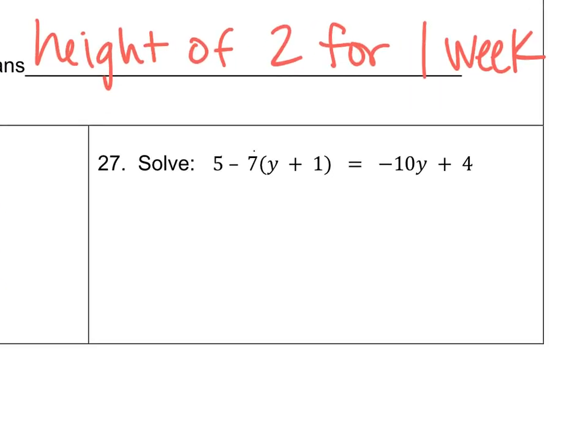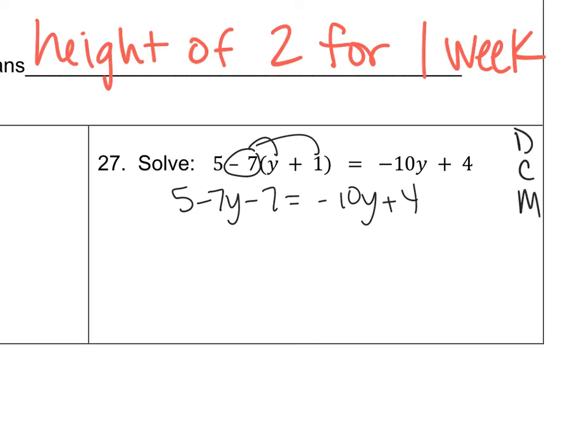Problem 27, I'm going to distribute this -7. And again, I'm not saying it, but I'm getting these steps from Don't Call Me After Midnight. I had parentheses to distribute. On the left side, I do have things I can combine. So 5 minus 7 is -2. Everything else stays the same.